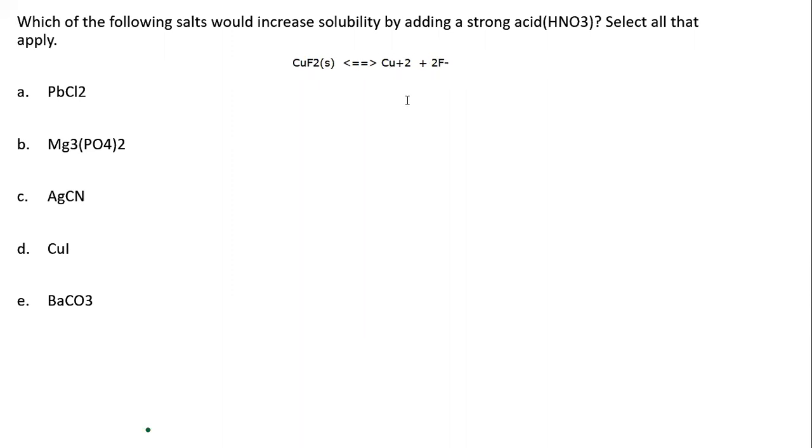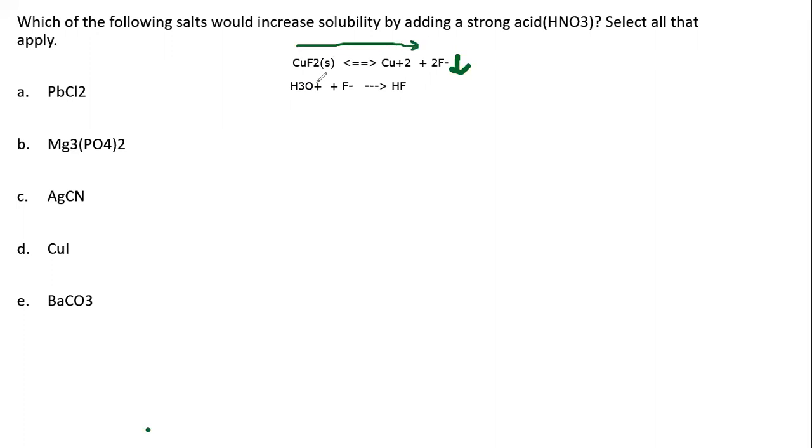And we wanted to increase the solubility of copper(II) fluoride. What we can add is a strong acid. So what happens is when we add a strong acid, say HNO3 for example, since fluoride is weakly basic, it reacts with the strong acid to form a weak acid. And so as you decrease the concentration of F minus, Le Chatelier's principle takes effect, and you're going to shift to make more product.